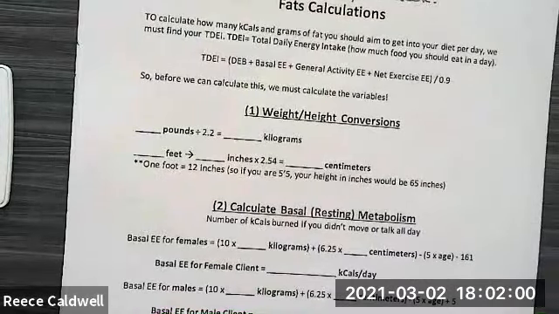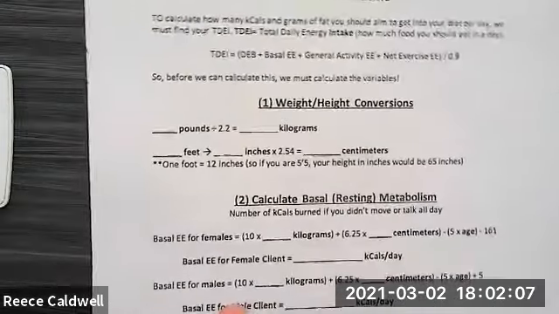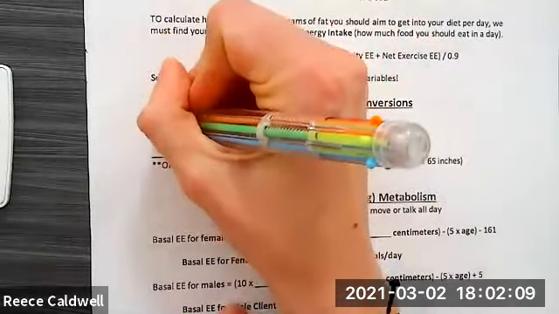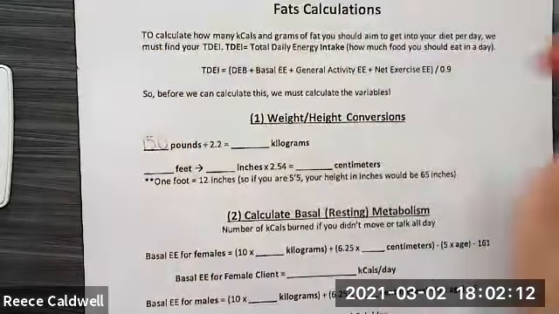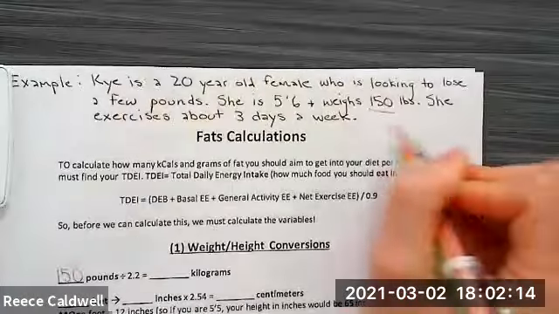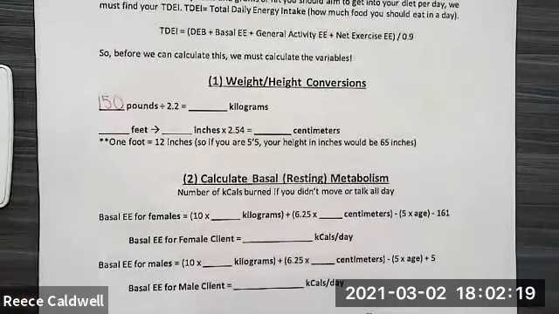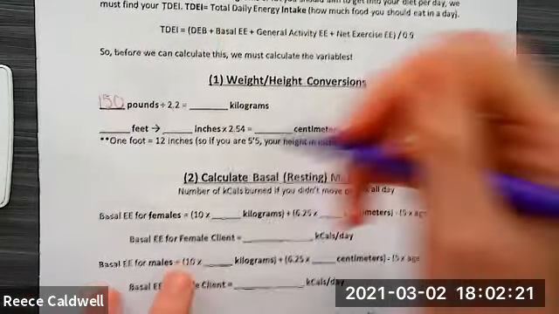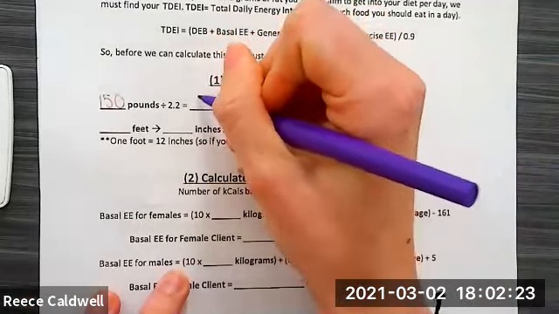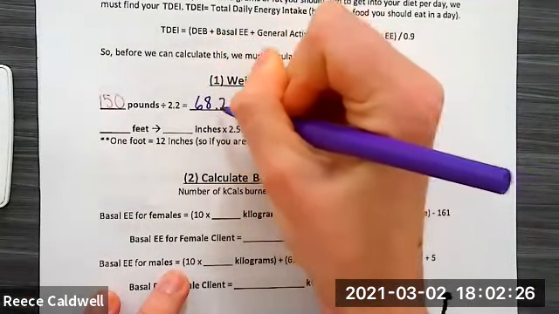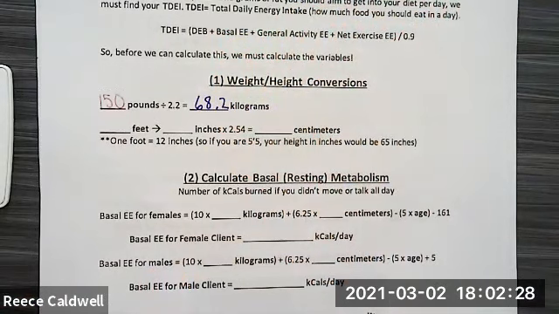So the first thing we have to do is, of course, calculate her height in centimeters and her weight in kilograms. So let's go ahead and do that real quickly. We've done this 1 or 2 times already. So we see that she is 150 pounds. It was a given. We'll divide that by 2.2. When you divide that by 2.2, you should get 68.2 kilograms.